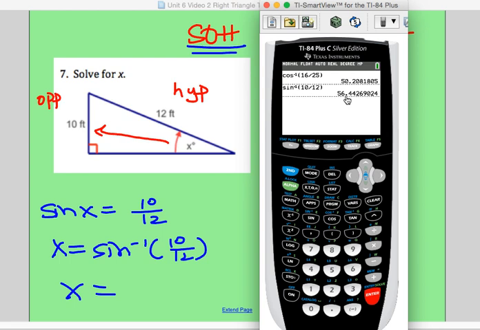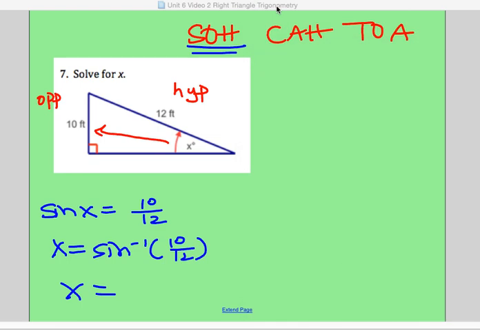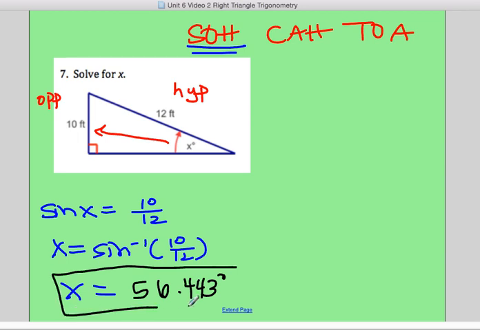which gives me 56 point, I'm rounding to 3. This 6 tells me to round this up to a 3. So 56.443 degrees. Okay. And that is it for finding angles on this example. Okay. So we have 2 more word problems. Let's go ahead and take a look at those.